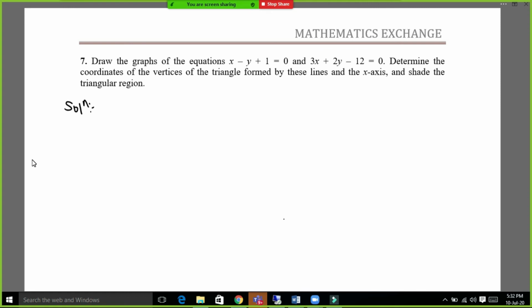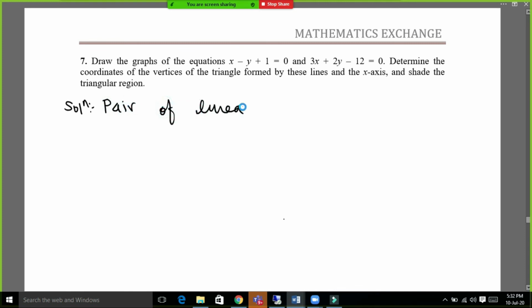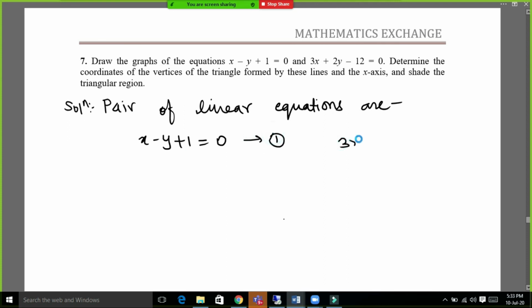So we have to draw the graphs, and after drawing the graphs, whatever figure we get, we have to shade the triangular region that is formed with the x-axis. So we first draw the graph of the given equations. The pair of linear equations are x minus y plus 1 is equal to 0, this is the first equation, and second is 3x plus 2y minus 12 is equal to 0, this is our second equation.